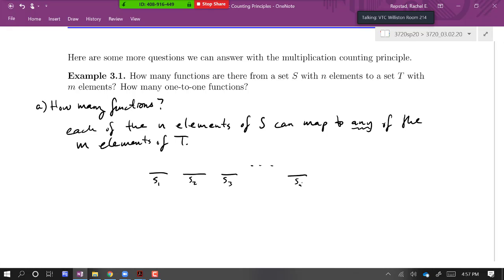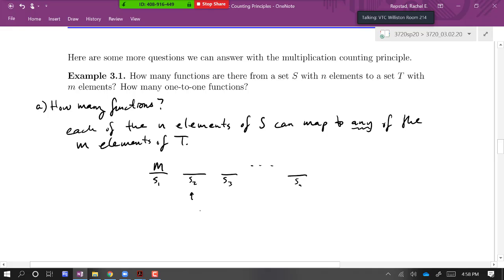So I pick S1, right? I've got that element. I want to send it to something in T. How many choices do I have? As many elements as there are in T. And what's that here? M. Right, so I've got M choices. So now I've picked that, right? There are M choices. Now imagine we picked whatever one I'm sending it to, and we move on to S2.